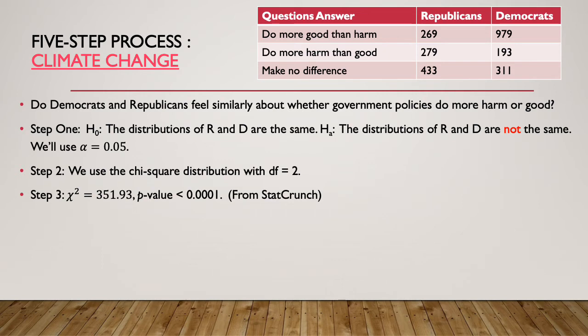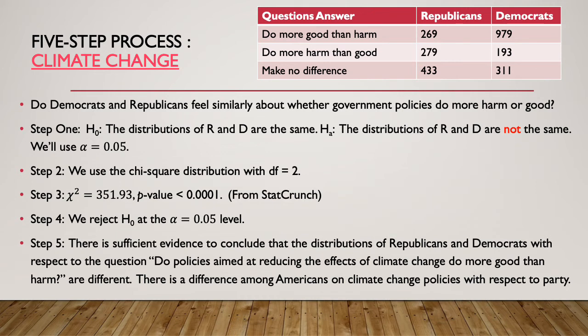Okay. All right, from StatCrunch, you would put this information into StatCrunch as a table and have it crunch the numbers, and we get a very extremely large chi-squared statistic, 352. The p-value is reported at less than 0.001, essentially close to 0. So our decision is to reject the null hypothesis. And our conclusion is we have sufficient evidence to conclude that the distributions of Republicans and Democrats with respect to this question are different. There is a difference among Americans on climate change policies, how they look at those, at least on this question with respect to party.